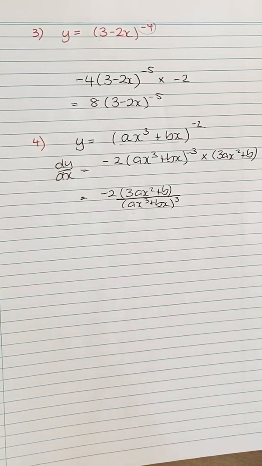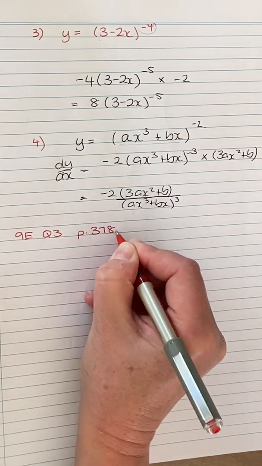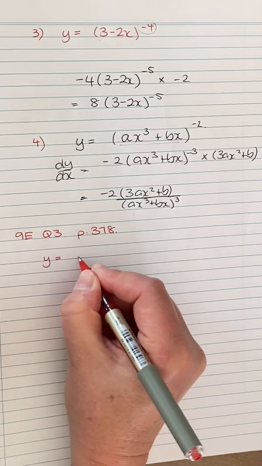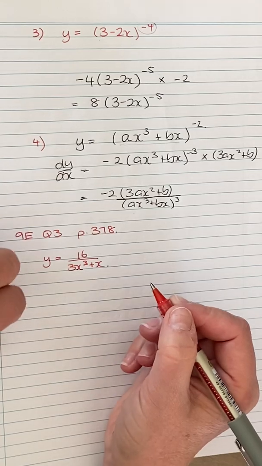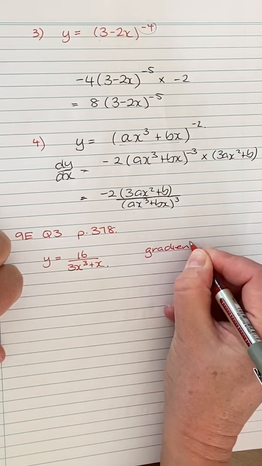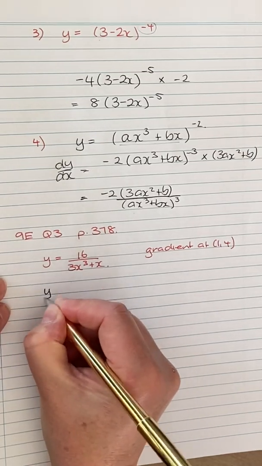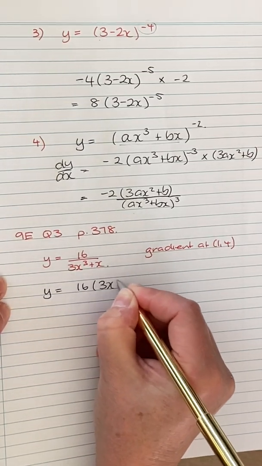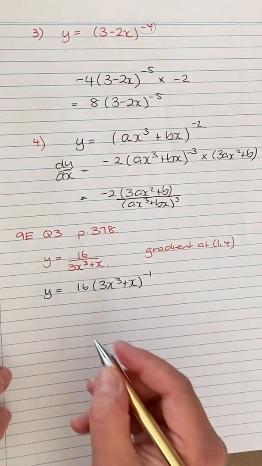All right, so let's have a look at one from the textbook. So if you go to 9E question 3, this is page 378. It gives a function y equals 16 over (3x cubed plus x). And it wants you to find the gradient at (1, 4). So what we're going to do first of all is find dy/dx. So I'm going to rewrite y like this. And then I can do a chain rule and everything will be fine because I can sub in the 1.